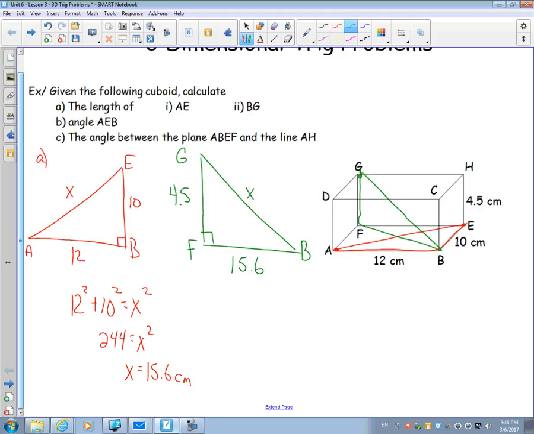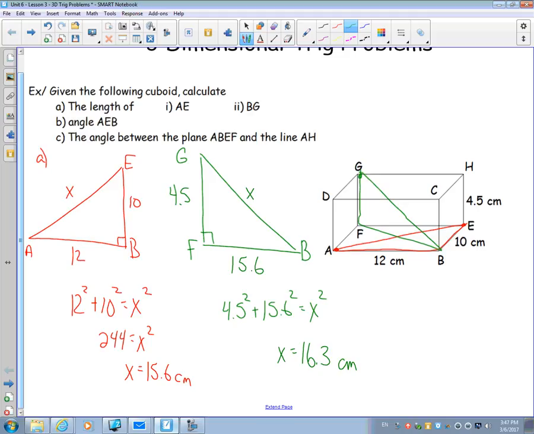And again, we're doing Pythagoras. So we now have 4.5 squared plus 15.6 squared comes up to x squared here. Into our calculator we go, square root it, and you should get 16.3 centimeters.